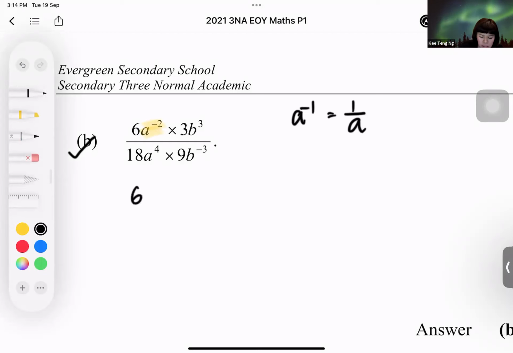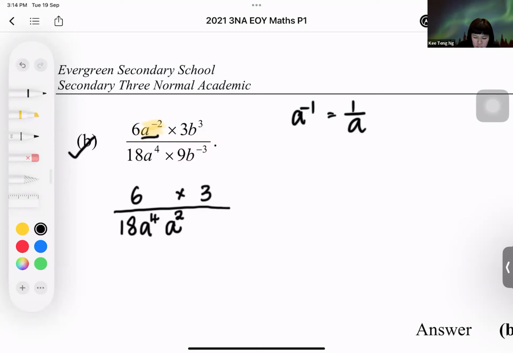So I'll keep my 6 and I'll keep my 18. But originally it is 18, a to the power of 4, right? But this a to the power of 2 is now going to shift down to the bottom and become a positive power. So it becomes a to the power of +2. Therefore, they have to multiply together. Then next one, this one is multiplied by 3b cubed, positive power, not going to change anything. The number 9 is on its own, not going to change anything.